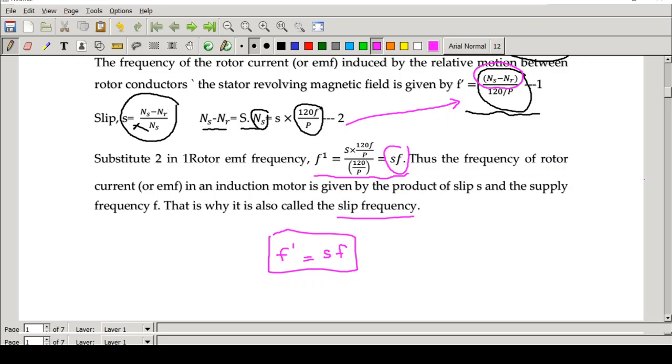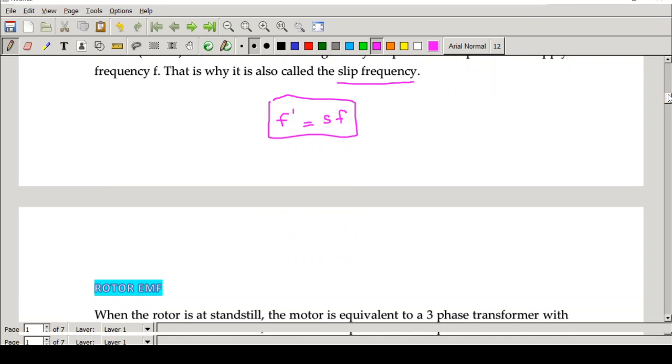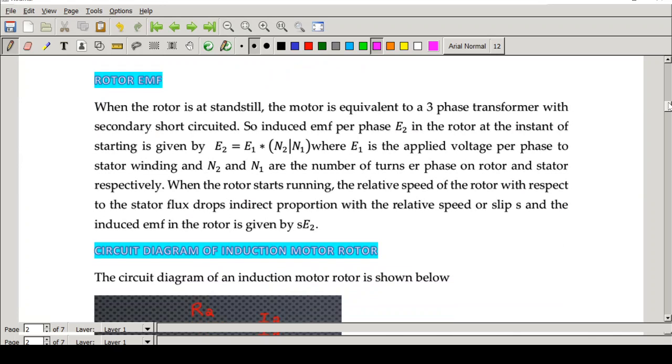Now we will see about the EMF. We found that the frequency is changing. What about the EMF? The EMF will not be the same, right? At standstill condition, it is the same as a transformer. If the induced EMF in the rotor is E2, at the time of starting, that is, the rotor didn't start rotating, you can take the expression as E2 by E1. This is the expression for the transformer: E2 by E1 is equal to N2 by N1.